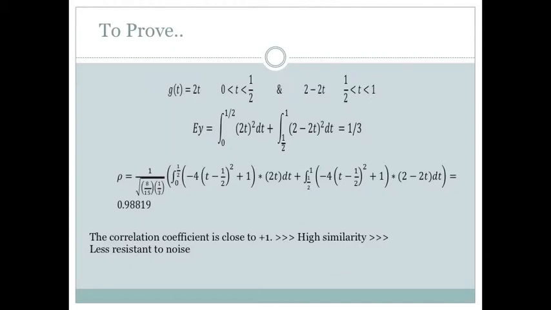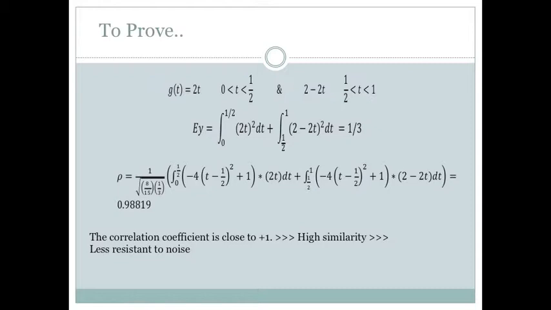Then I had to find the function for the triangle. So I had to set two integrals. One corresponds to the left side of the triangle, which is 2t, and the second corresponds to the right side of the triangle, which is 2 minus 2t. So the energy of the triangle function will be the integral from 0 to half of (2t) squared dt plus the integral from half to 1 of (2 minus 2t) squared dt, which came out to be 1 over 3.